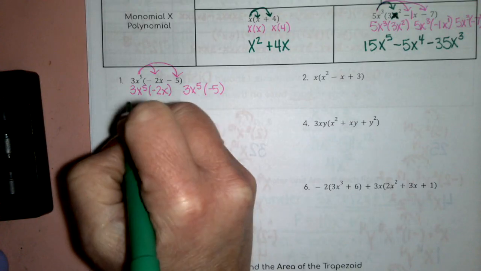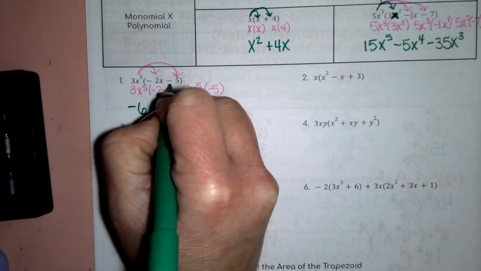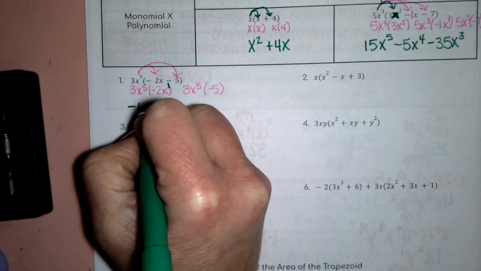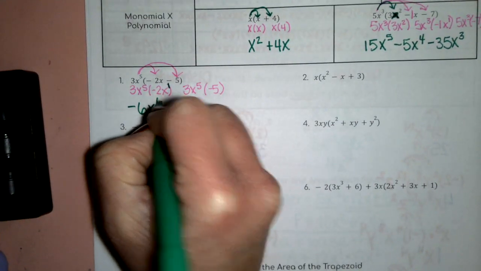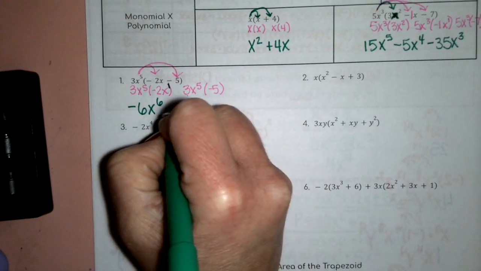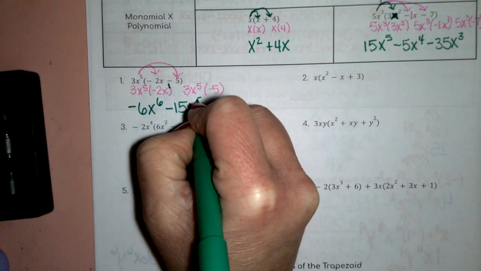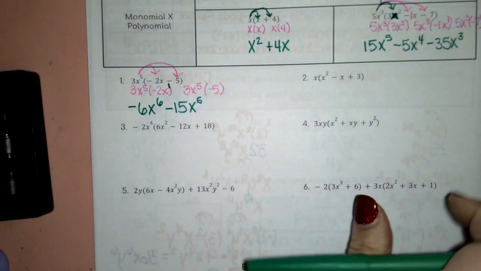3 times negative 2 is negative 6. X to the 5th times x to the 1st is going to be x to the 6th. 3 times negative 5 is negative 15, and there's only x to the 5th there. Again, that's in standard order, so we're good.